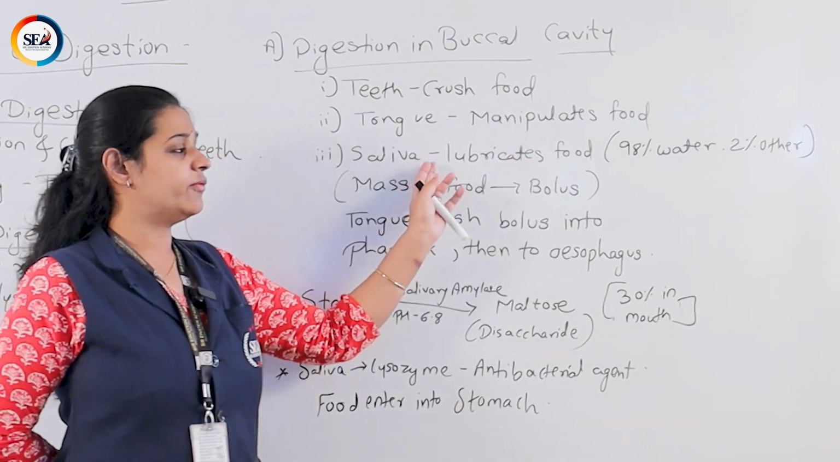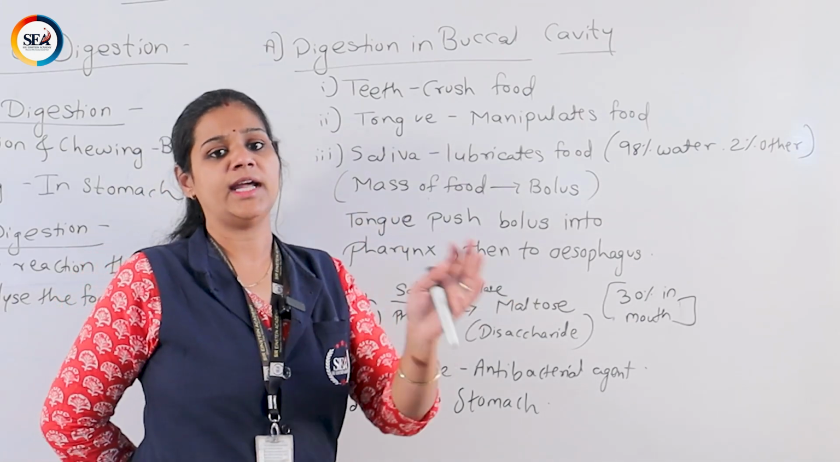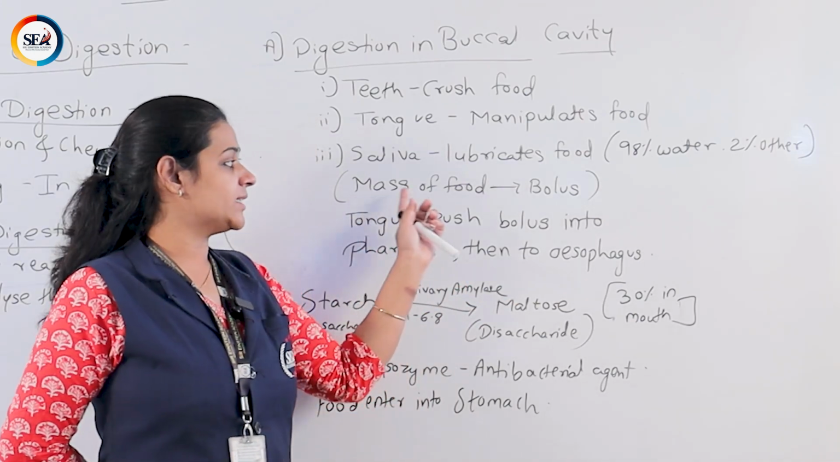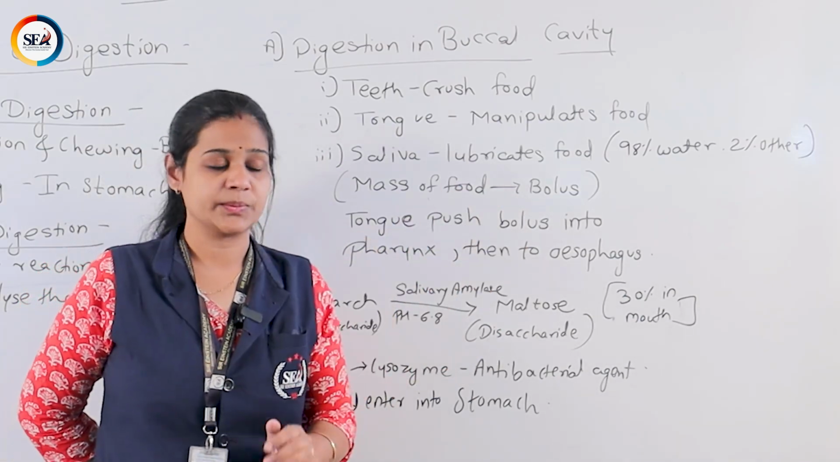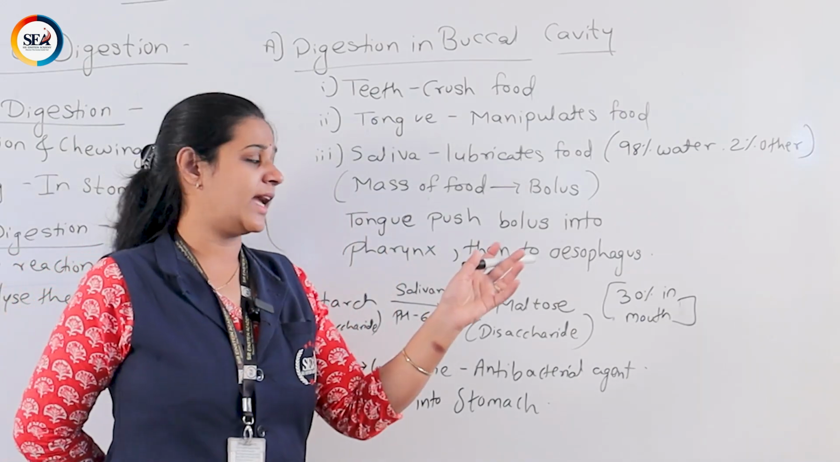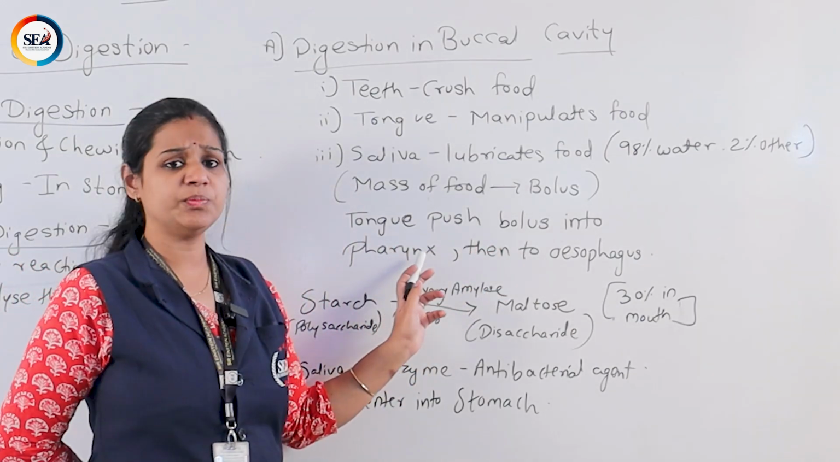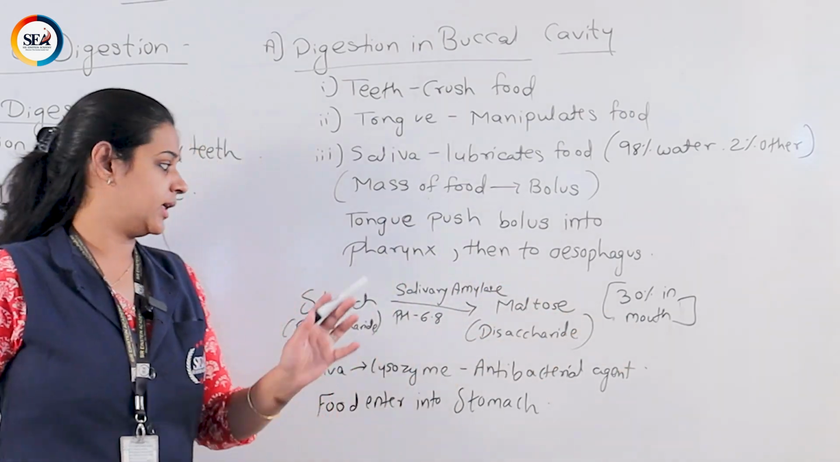Due to that, the food is lubricated and it is easy to pass down into the pharynx and then into the esophagus. Mass of the food which is formed with the help of saliva is called bolus. Tongue pushes bolus through the glottis, epiglottis, and then it is pushed into the pharynx, then to the esophagus.